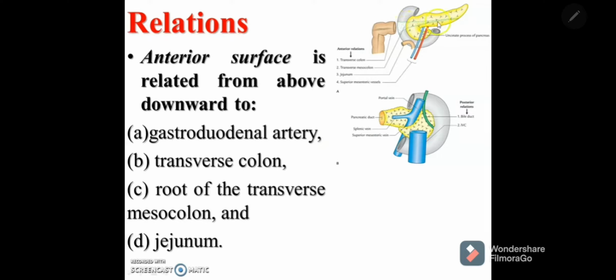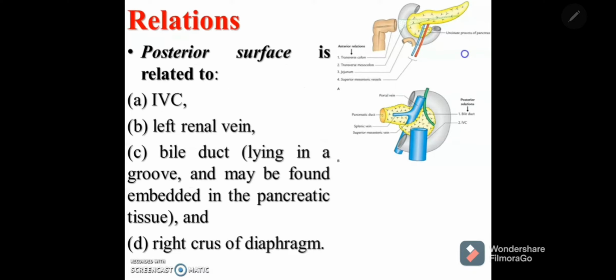The anterior surface, which is flat, is related to the transverse colon. That's why the upper part of the anterior surface of the head is non-peritoneal. It is directly related to the transverse colon, and below it is related to the root of the transverse mesocolon. Whereas the posterior surface, as you are noticing here, is related to the inferior vena cava and also to the common bile duct, and on this side you will see the right kidney and right renal vessels.